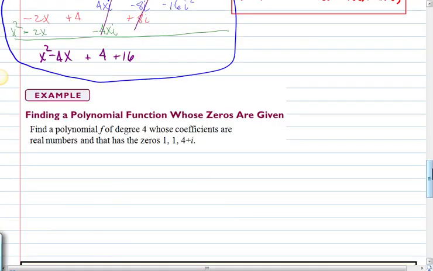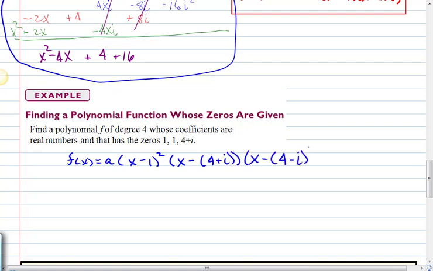That was so much fun. Let's do it again. Find a polynomial f of degree 4 whose coefficients are real numbers that has the zeros. And here we go. So it looks like x minus 1 is going to be a repeated root. So we have f of x equals a times x minus 1. It's a repeated root, so it's going to be squared. And then this is going to be x minus 4 plus i times x minus 4 minus i.